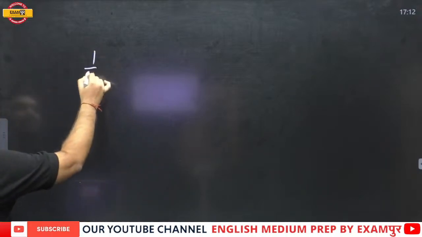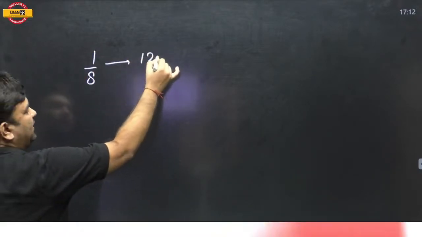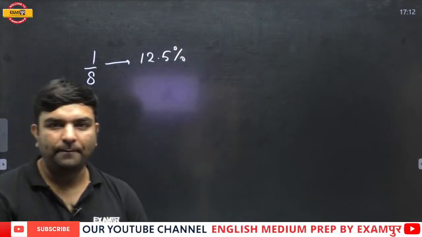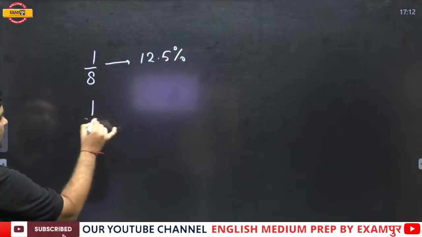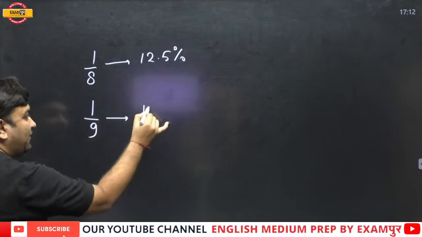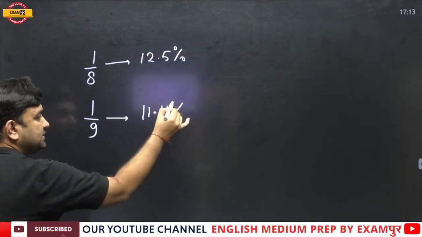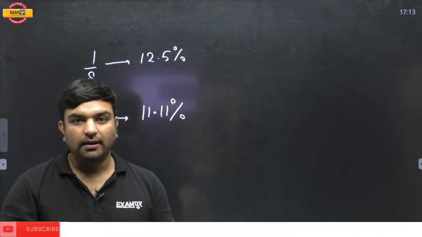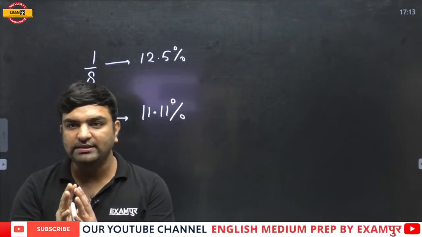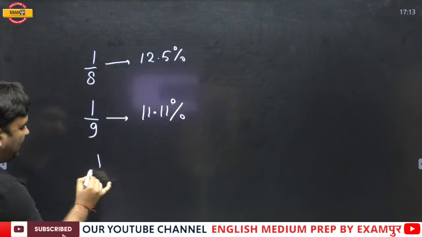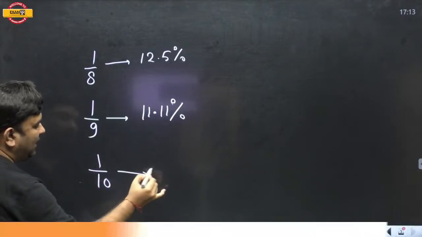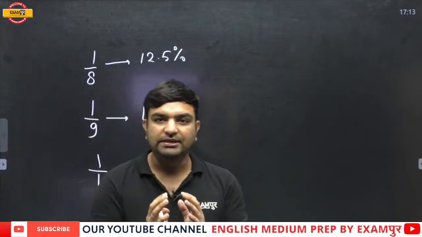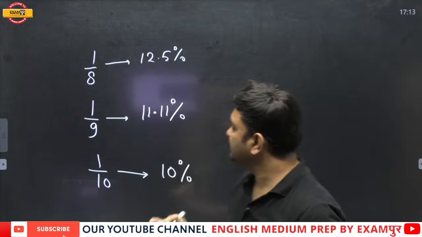What is 1 by 8, guys? 1 by 8 is 12.5%. 1 by 9 is 11.11%. 1 by 10, just multiply by 100, only 10%.